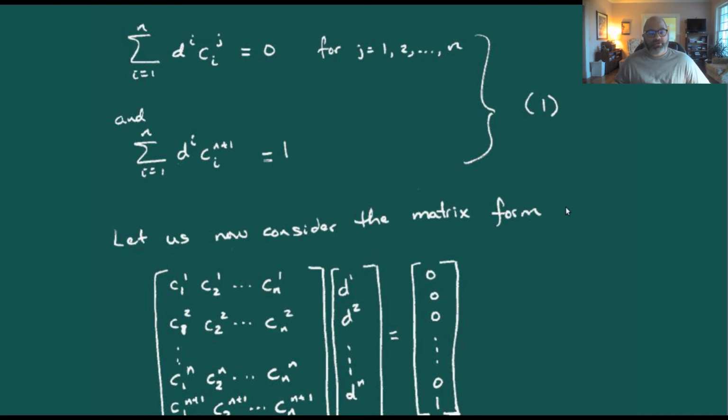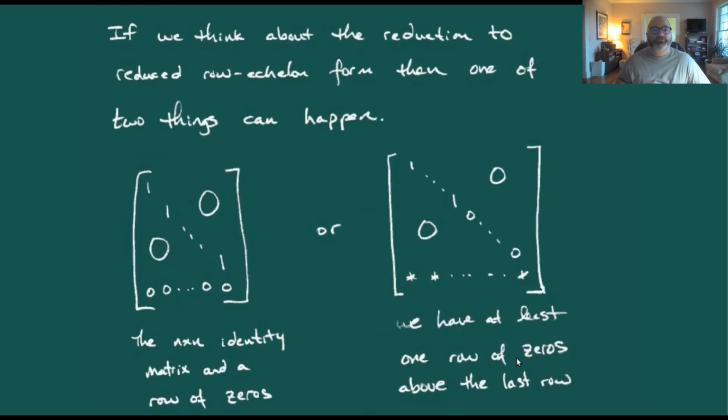So we take those first n plus 1 equations and look at them in matrix form. Then we get a matrix that looks something like this. We can write it like this, times our vector d sub 1, d sub 2, up to d sub n, and that's going to give us our result vector.